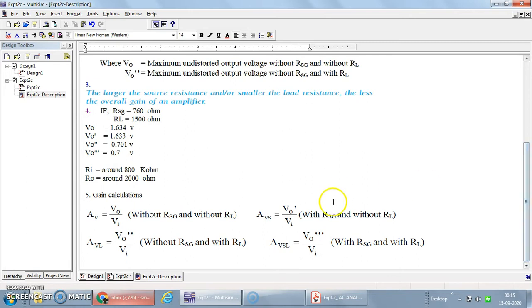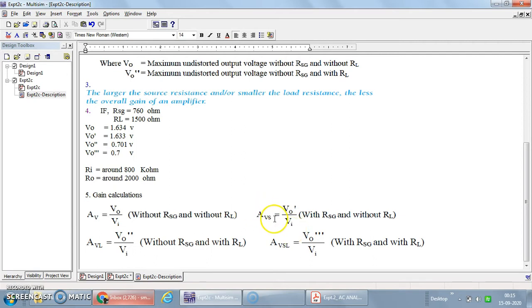Now, gain calculation. Similarly, the objective of this experiment is also to find the different gain values. So this is the open circuit voltage, we can say maximum output voltage divided by the input voltage. If the readings are taken with a multimeter, all the values will be obtained in RMS voltages. So these will be V0 by Vin. So this is V0 dash by V input voltage.